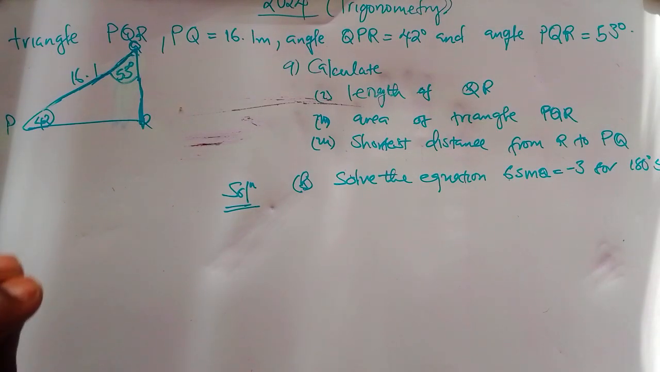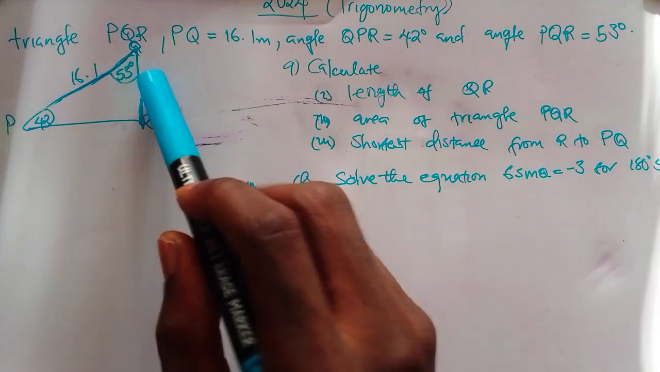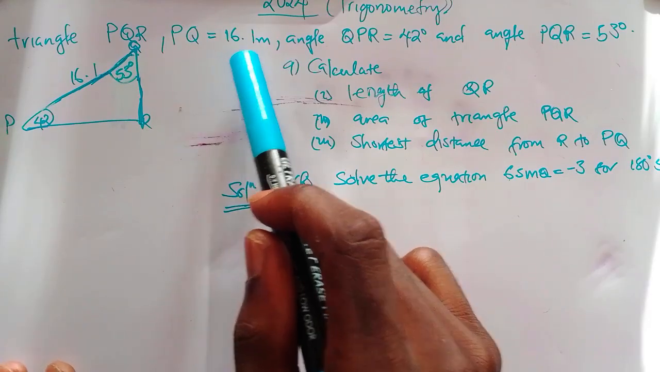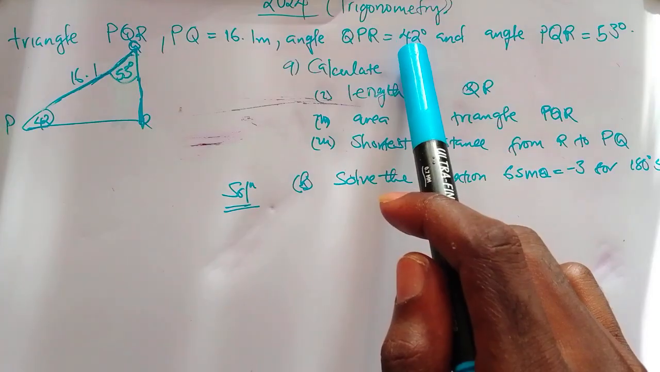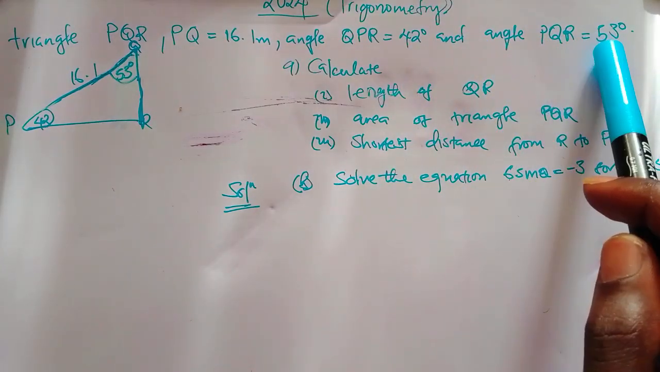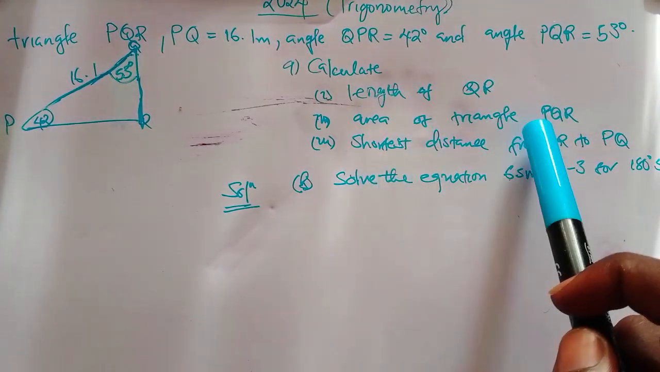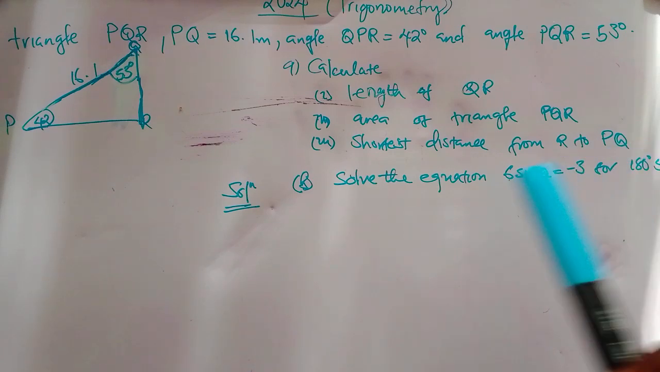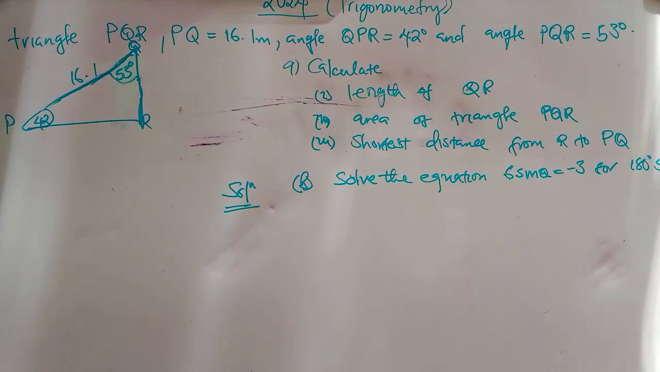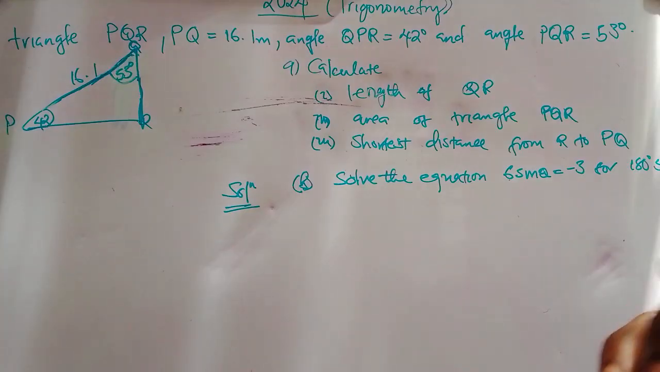Yeah, so the question is saying in triangle PQR, PQ is equal to 16.1, angle QPR is equal to 42 and angle PQR is 53. Calculate the length of QR, the area of triangle PQR, the shortest distance from R to PQ, and finally solve the equation. So whenever you are dealing with a trigonometric question, from question 2 until the end, they will just be the same.